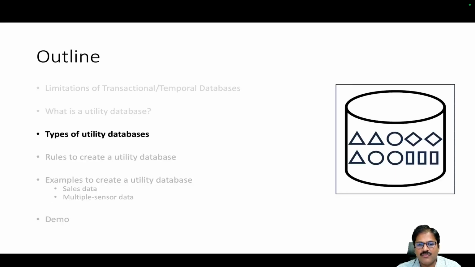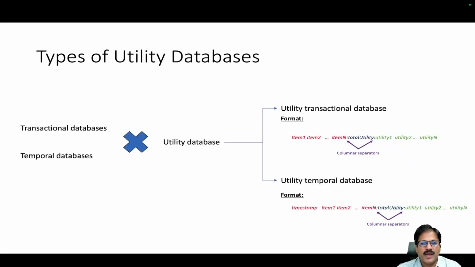Coming to the types of utility databases, as we have discussed, transactional databases and temporal databases are binary databases, whereas utility is a non-binary database. So when we perform a join across these 3 types of databases, the resultant will be the following 2 types. One is utility transactional database, then utility temporal database as shown here.